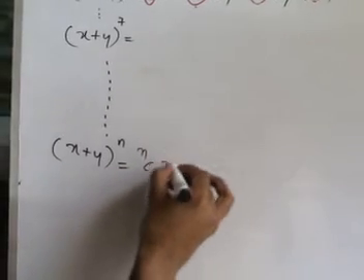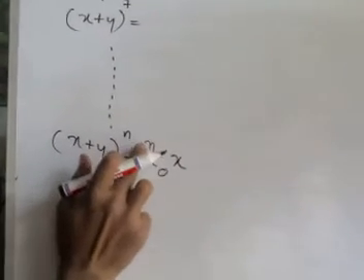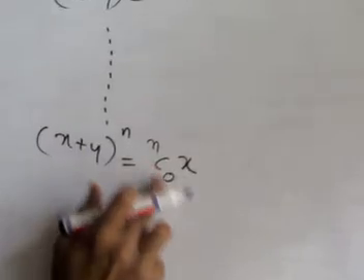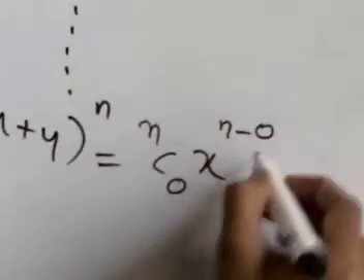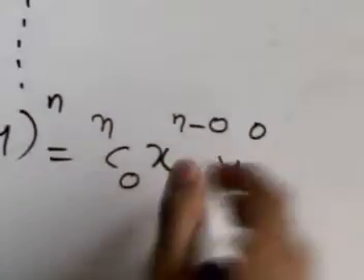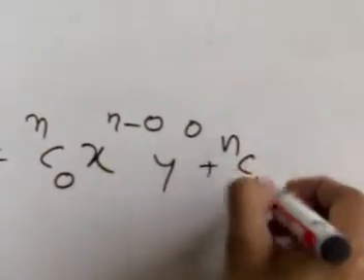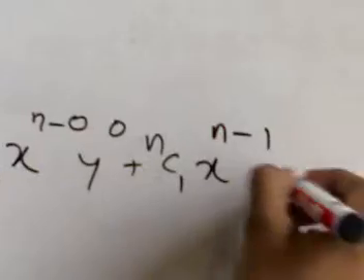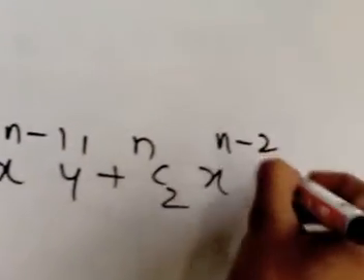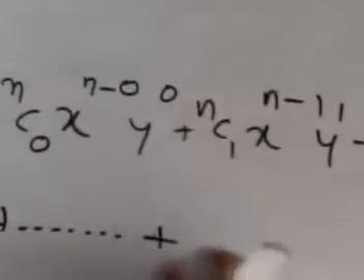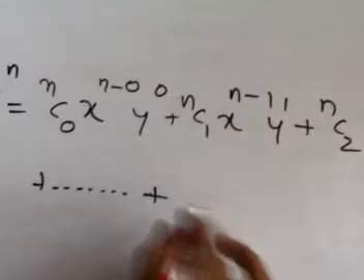Look, you always take the difference of these two terms, and that is the power of x. n minus 0, and y is 0. Then you have nC1 x^(n-1) y^1. Then you have nC2 x^(n-2) y^2, plus so on, and there you go, in an rth term.